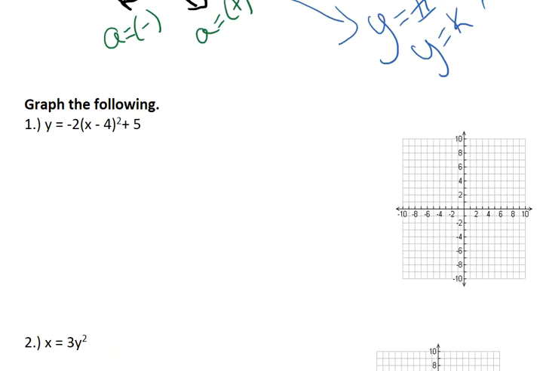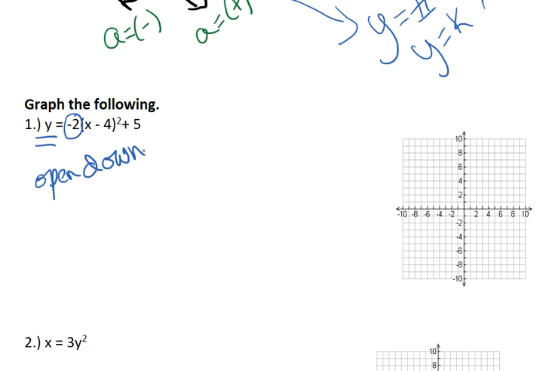When you're looking to graph a conic, you want to decide what kind of conic it is and what direction it's going to go in. This one only has one exponent. So for right now, that tells us it's going to be a parabola versus a circle. A circle has two exponents, one on the x, one on the y. Because this is y equals, we know that the parabola will either open up or open down. And because it's -2, that's going to tell us it's going to open down.